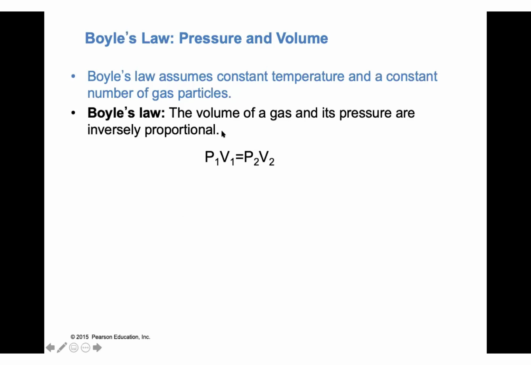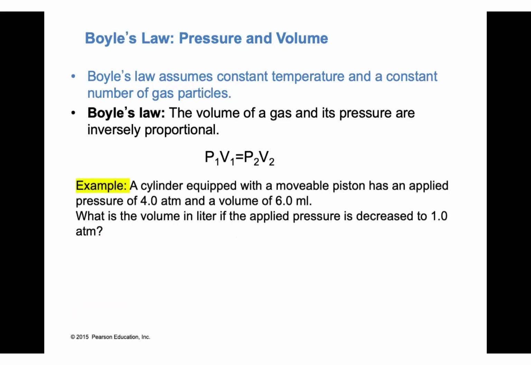In P1 V1, we have stage 1 of the gas, and P2 V2 is stage 2 of the same container of gas. Let me give you an example. Here we have a cylinder equipped with a movable piston, and it has a pressure of 4 atmosphere and a volume of 60 milliliter. So we have the given numbers, a P1 and a V1.